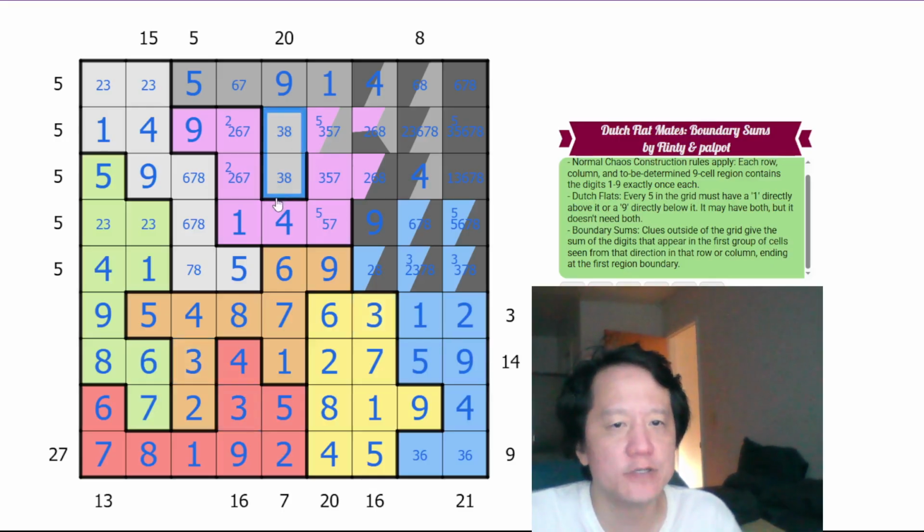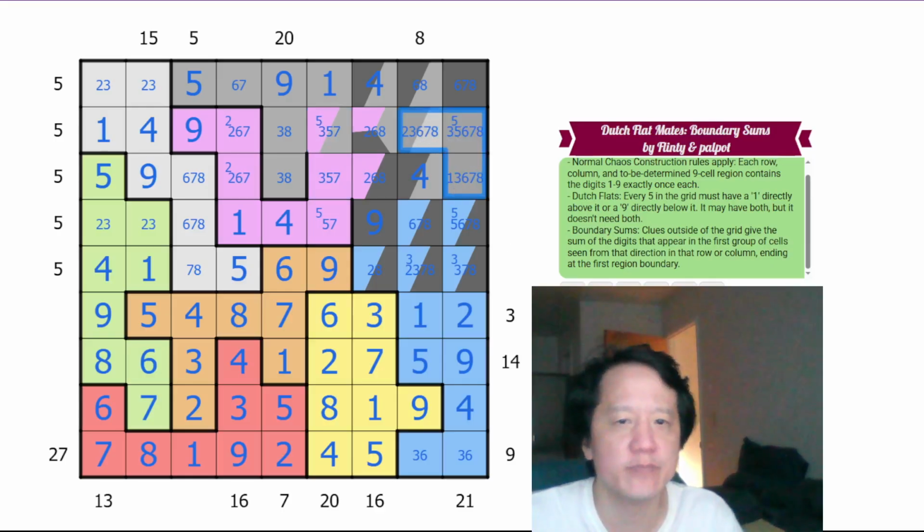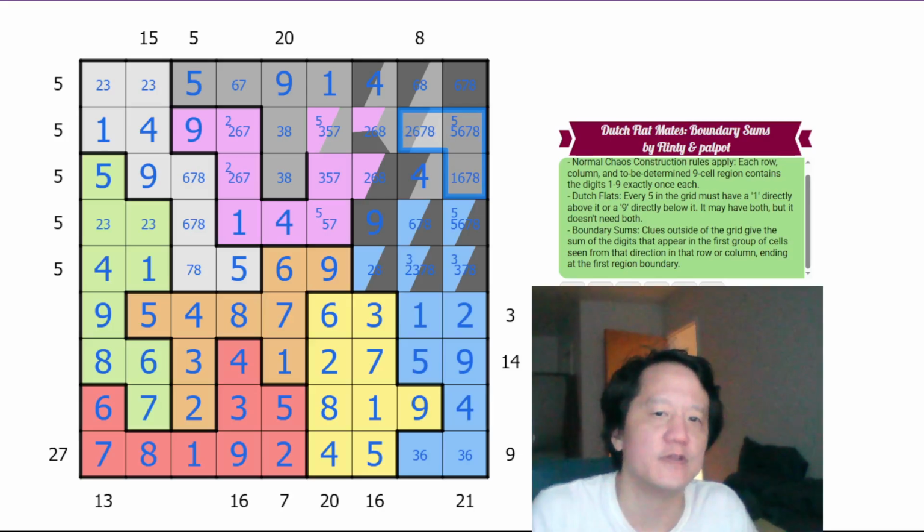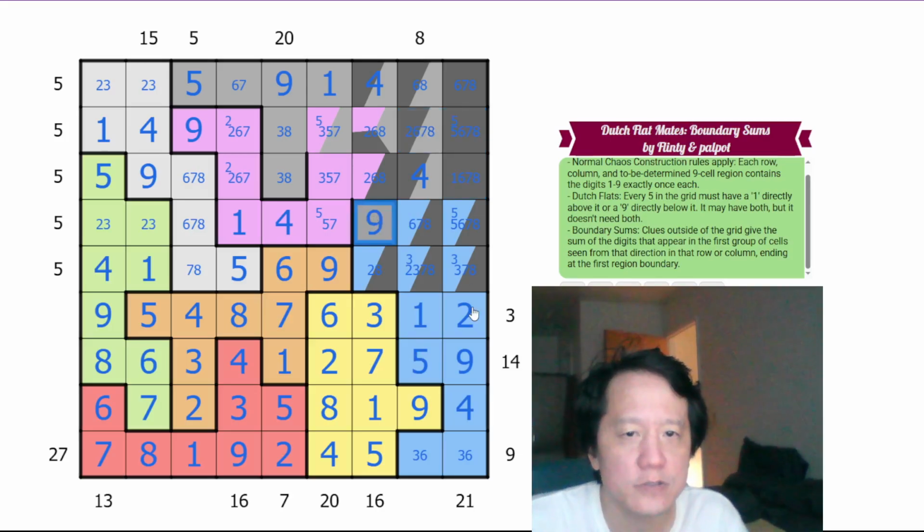We have a guaranteed 3 here. We have a guaranteed 3 here. That eliminates 3 in the rest of the row. This 3 has to be related to the dark.